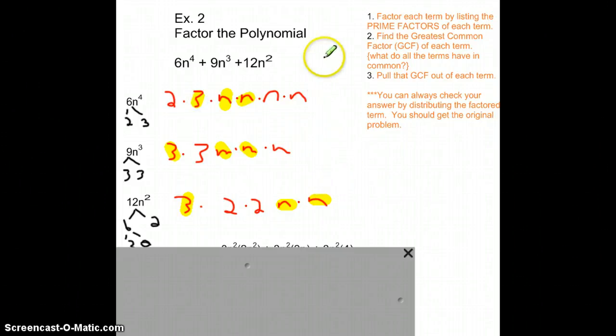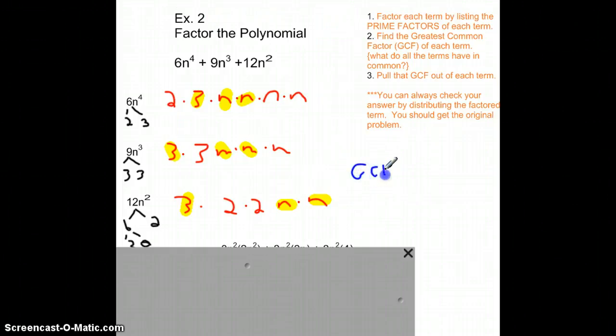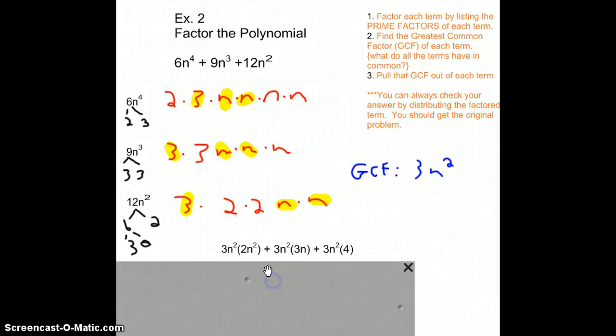So, our greatest common factor for this polynomial, GCF, that's a G. My writing here is struggling. GCF is 3n squared. So again, what we're then going to do is we'll pull out the greatest common factor out of each term. So if we do that, look what you got here. Pull out that greatest common factor out of each term.